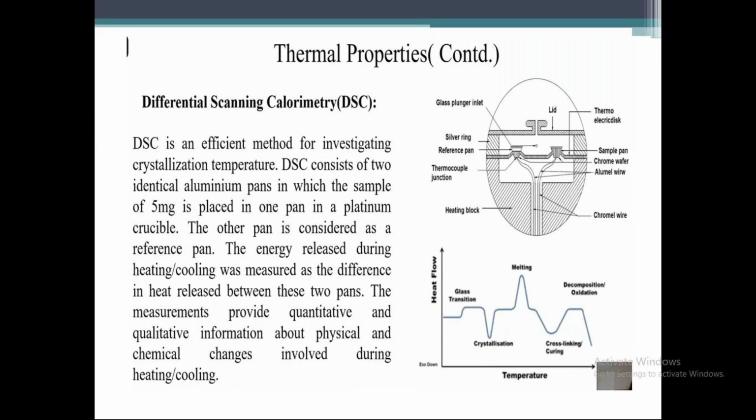Basically it functions with two aluminium pans. One is a reference pan, and one will have our fluid of interest, or sample, kept in a platinum crucible, and we will heat this chamber according to our need or application purpose. We will see the heat flow versus temperature graph, and see when melting takes place, when there is a glass transition, when crystallization and cross linking take place. All these values we can get from the machine here.